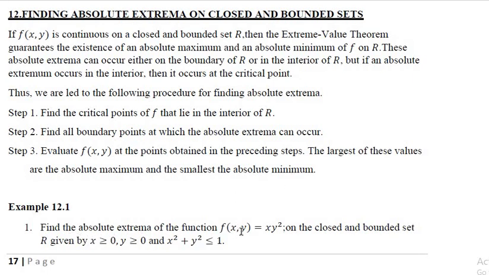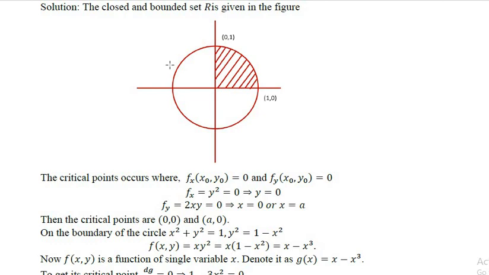Find the absolute extrema of the function f(x, y) equal to x y squared on the closed and bounded set R, given by x greater than or equal to 0, y greater than or equal to 0, and x squared plus y squared less than or equal to 1. For finding the solution, the closed and bounded set R is given in the figure. For finding the critical points, we evaluate the first order partial derivatives and equate them to 0. So fx at (x0, y0) equal to 0 and fy at (x0, y0) equal to 0.